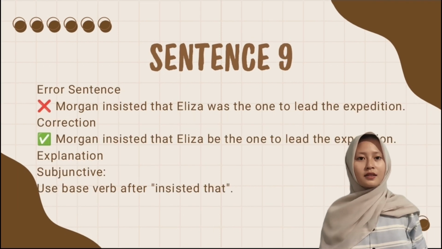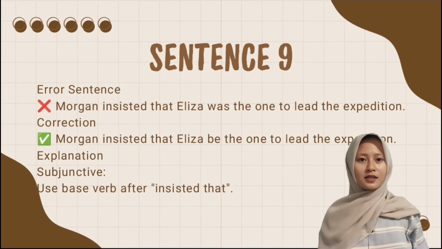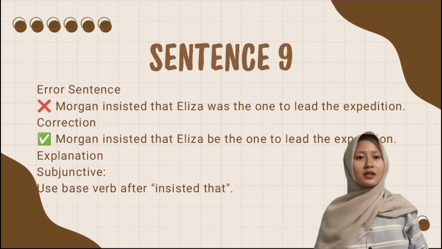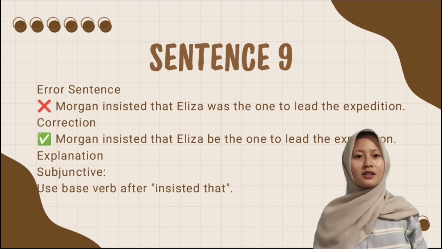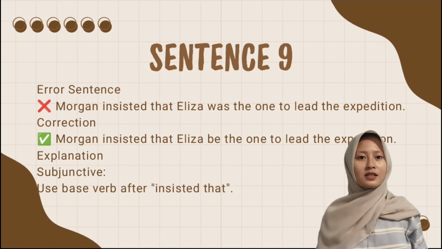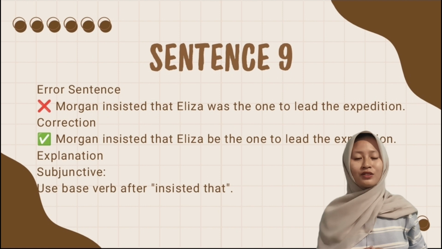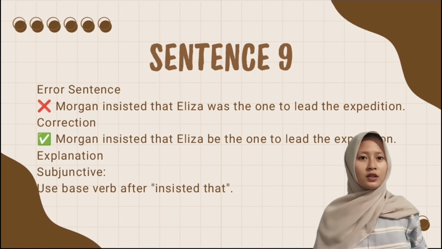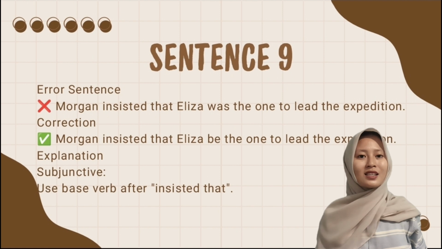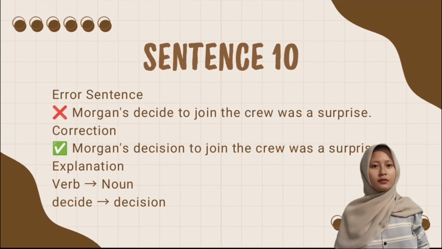The ninth sentence is, "Morgan insisted that Eliza was the one to lead the expedition." The correct sentence is, "Morgan insisted that Eliza be the one to lead the expedition." After "insisted that," English may use the subjunctive mood. Therefore, the base verb "be" is used instead of "was."